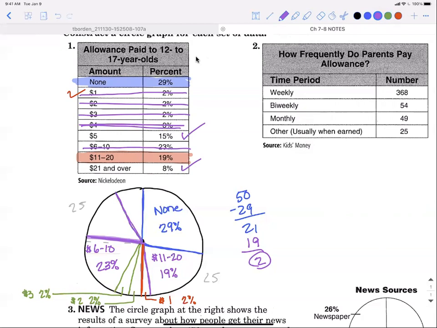So we're going to call the bigger piece my 15% group. Those are my $5 kids, and they represent 15%. And then my 8% kids are right here, and I can't fit their title in there, so I'm going to draw a line and write it out here. Those are my 21 and over. They get a lot of allowance, right? Those are my good kids.